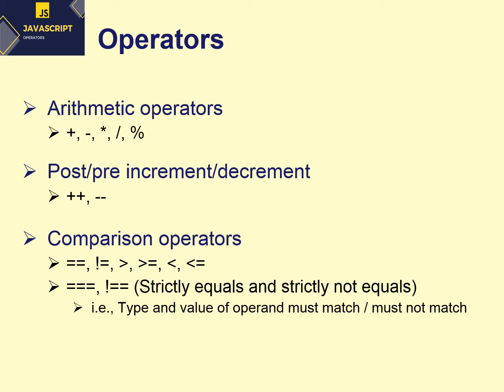Then comes the triple equal to operator, which checks the value of the corresponding operands as well as their data type. If value as well as data type are the same, then only it produces a true value. If any mismatch is found, like in data type or value, it will produce a false value. Likewise, not equal to, strictly equals and strictly not equals. These are the basic operators that are available in JavaScript.